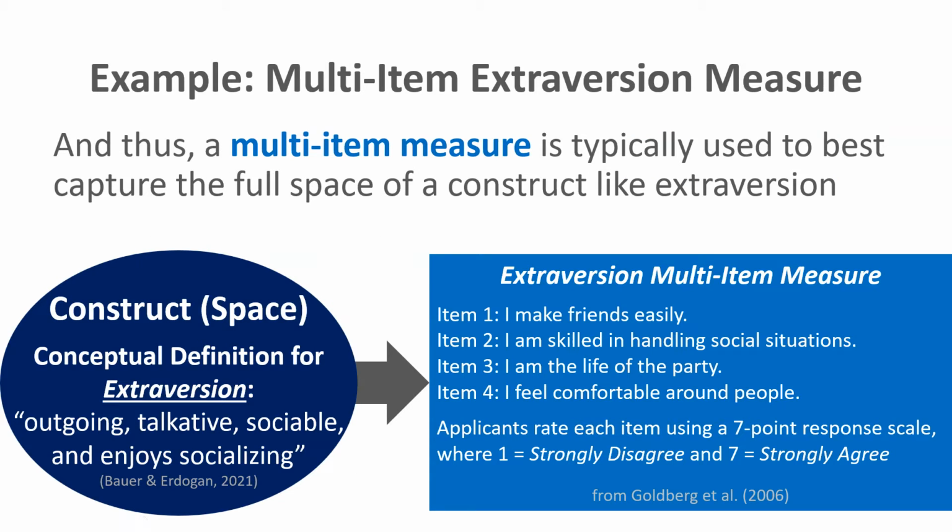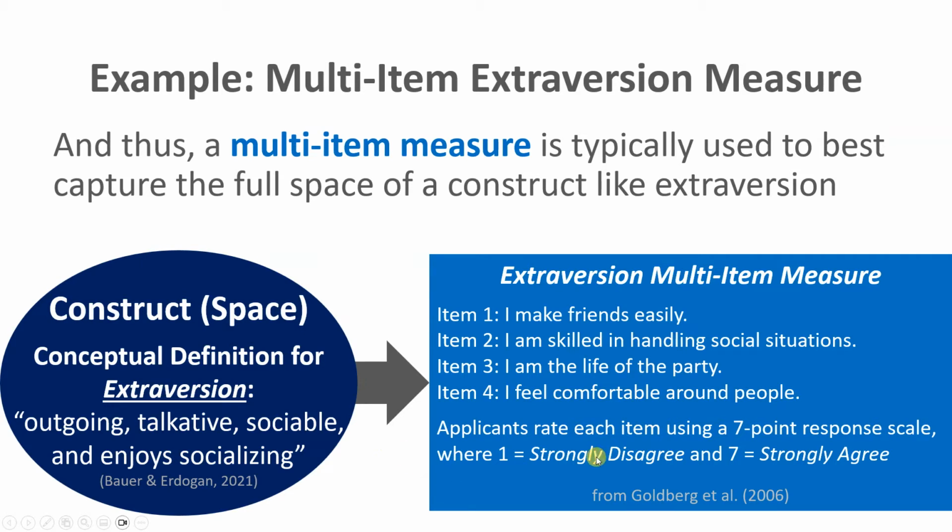Now, a multi-item measure is typically used to best capture the full space of a construct like extroversion because it does have multiple facets or subtraits associated with it. So over here you can see our construct and construct space as well as the conceptual or operational definition for extroversion that we saw previously. And then over here to the right in a square or a rectangle, we see our extroversion items or questions listed. Here we have 4 different items, and we would expect that these items would map onto that conceptual definition to try to tap into those various facets and subtraits associated with extroversion as we're defining it here.